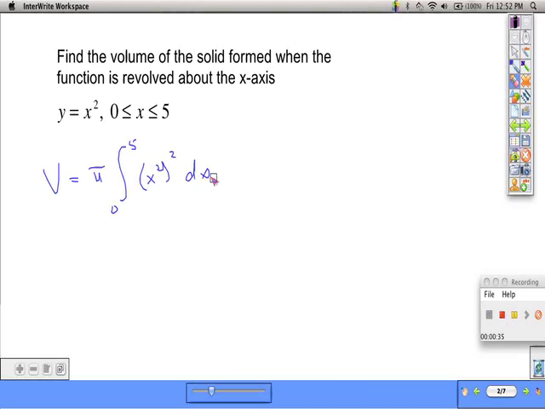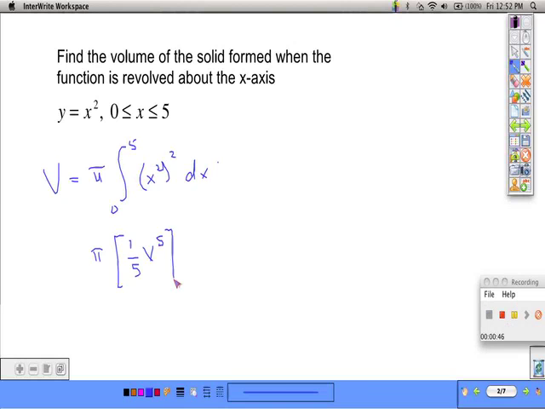So we're really integrating x to the fourth. So we need to evaluate this. We have 1/5 pi times 5 to the 5th minus 0 to the 5th, which is equal to 625 pi units cubed.